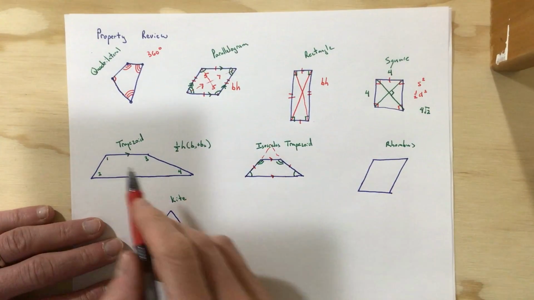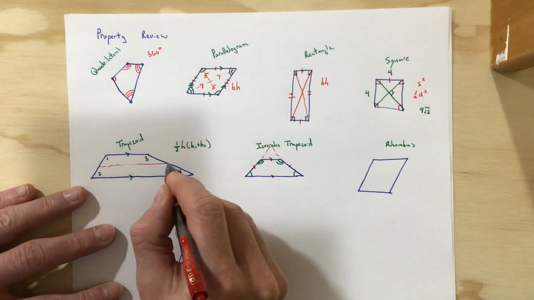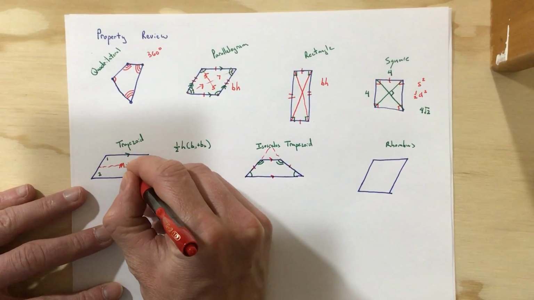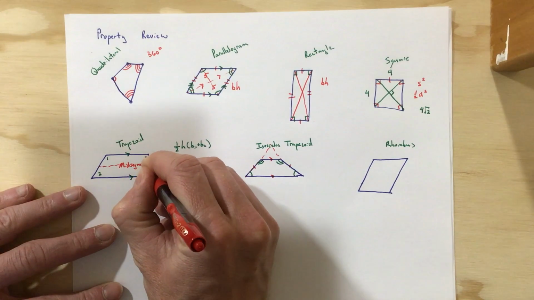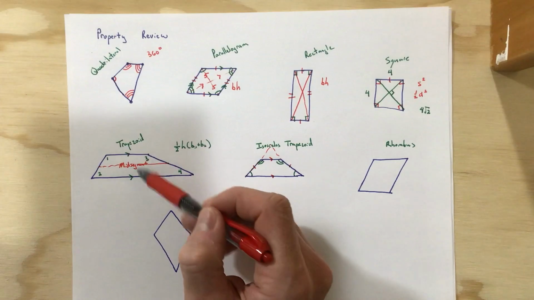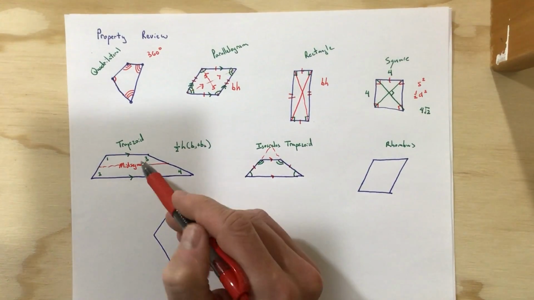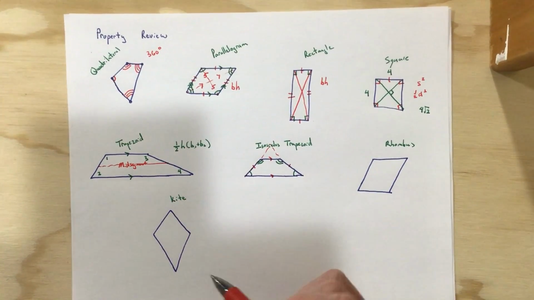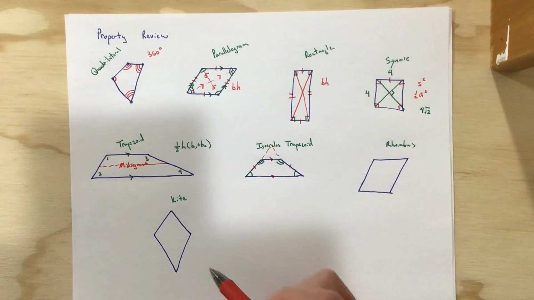Obviously, both for an isosceles trapezoid and a trapezoid, we can have this mid-segment. The mid-segment theorem just says that the mid-segment's length is equal to the average of the two bases. Okay, so like capital M equals 1/2 b1 plus b2. Okay, let's go to a rhombus.